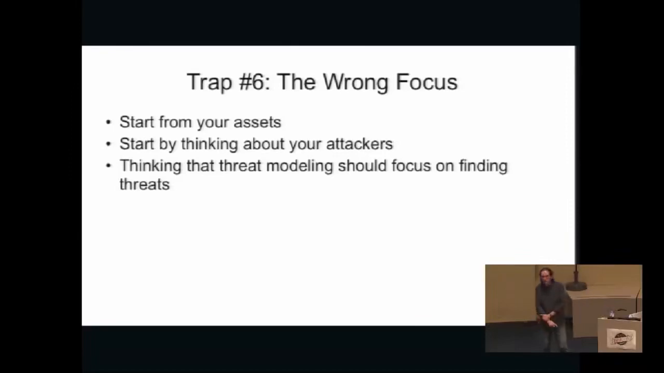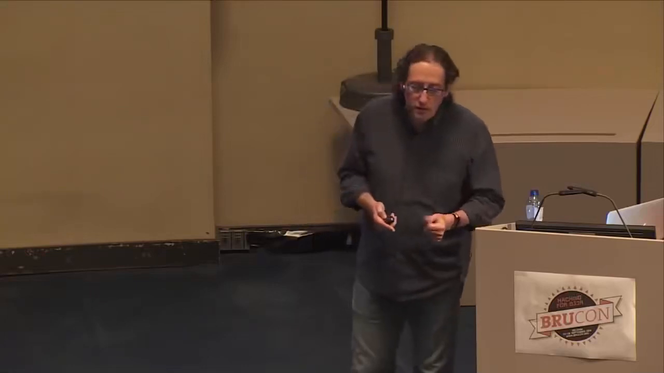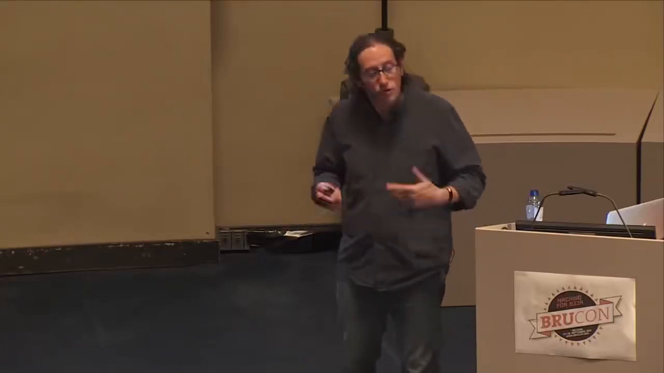Another wrong place to focus is thinking that threat modeling should focus on finding threats. This is also pretty natural. It's called threat modeling. Why wouldn't it focus on finding threats? And the answer, and I'll talk more about this in just a second, but the answer is you should focus on fixing these problems. If you just threat model, you create a list of threats, you don't do anything about it, what's the point of the exercise? And so it's easy to get trapped there.